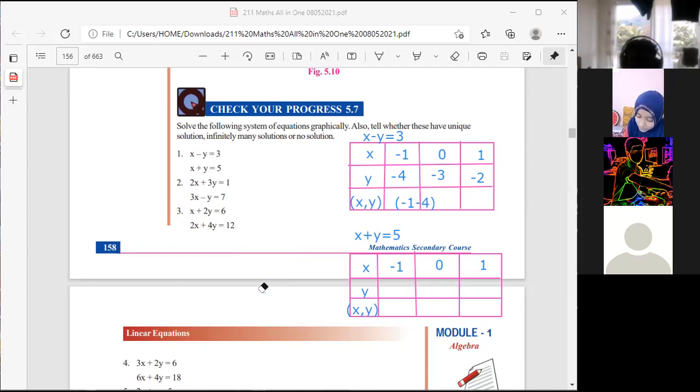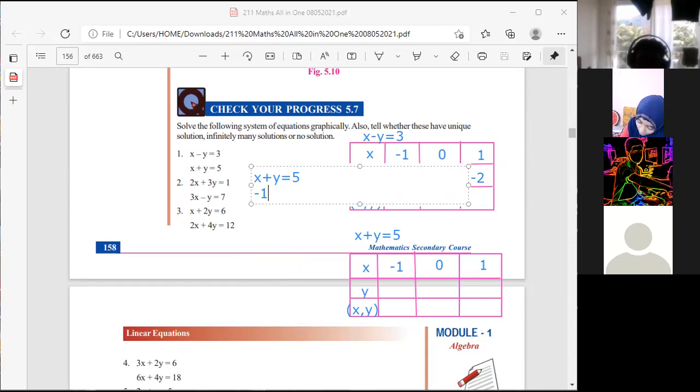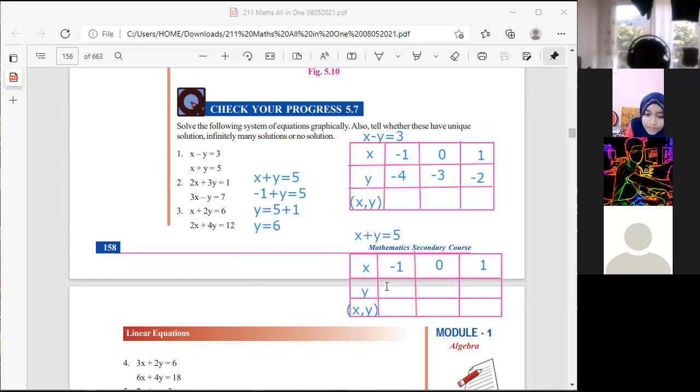Now the same thing we will do for the second equation, and then you can write these xy points here. Now for the second equation, my equation is x plus y is equal to 5. I substitute minus 1 in the place of x. Minus 1 plus y is equal to 5. Now y is equal to 5 minus 1, and when the minus 1 goes there, it becomes plus 1. So I get y is equal to 6. Am I right? Yes, teacher. My point is minus 1 comma 6.